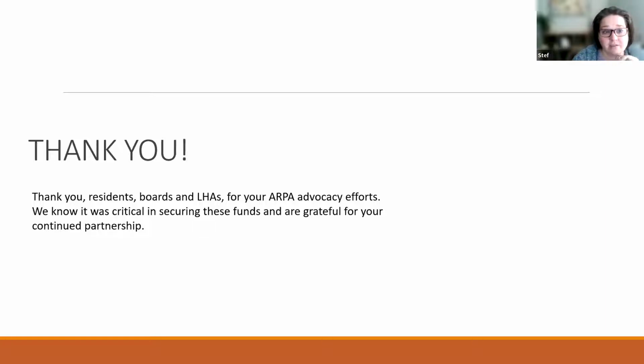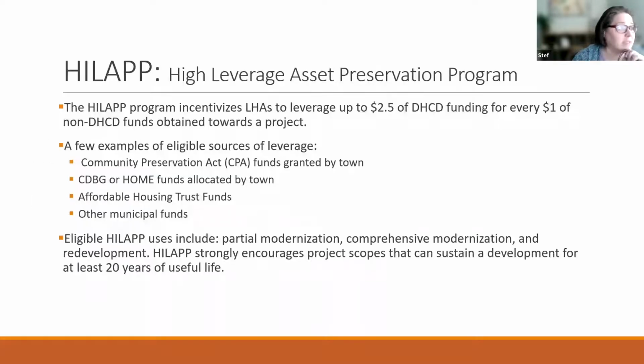Other kinds of funding that you guys might hear about is HILAPP dollars. This is a more competitive example, right? So an example of competitive funding. HILAPP stands for High Leverage Asset Preservation Program. I know that's, what in the world is that? But it basically asks housing authorities to find funds in the community or grant money somewhere, and then we will match those funds.